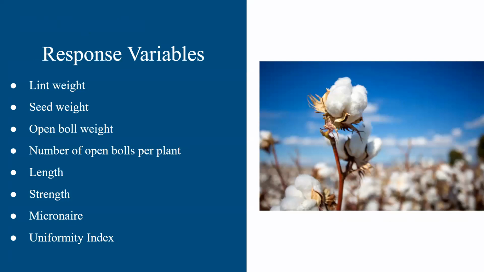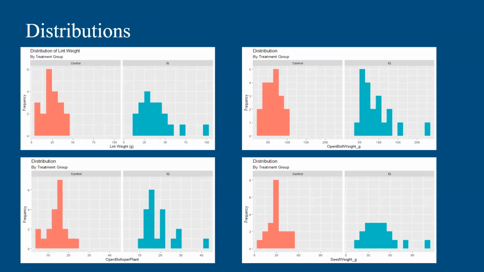Some of the variables that we are testing include the following: lint weight, seed weight, open boll weight, number of open bolls per plant, length, strength, micronaire, and uniformity index. Step two was assessing the distributions of these variables using histograms, since most of these were continuous variables. Here is a snapshot of some of them. The IQ-FORT treated plants are displayed in blue, and the control plants are represented in red.